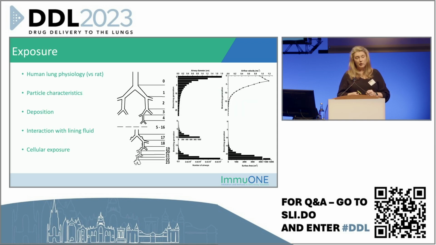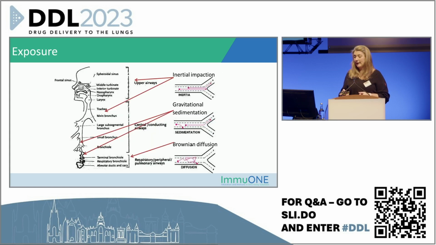So moving on to exposure. The human lung physiology is quite complex, as Carsten alluded to. A lot of the in vivo tox we do in animals is in rat. Rat and human lungs are very, very different. The easiest way is obviously to put a cell culture media on the cells, but that isn't really representative of what happens in vivo. Ideally, it'd be better to deposit the particle as an aerosol. And understanding that interaction with the lining fluid is often overlooked. And getting the right exposure can be quite tricky.